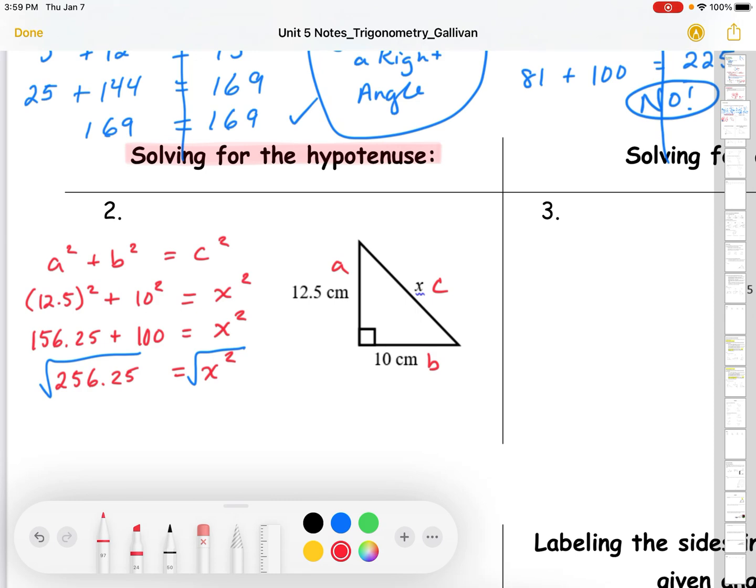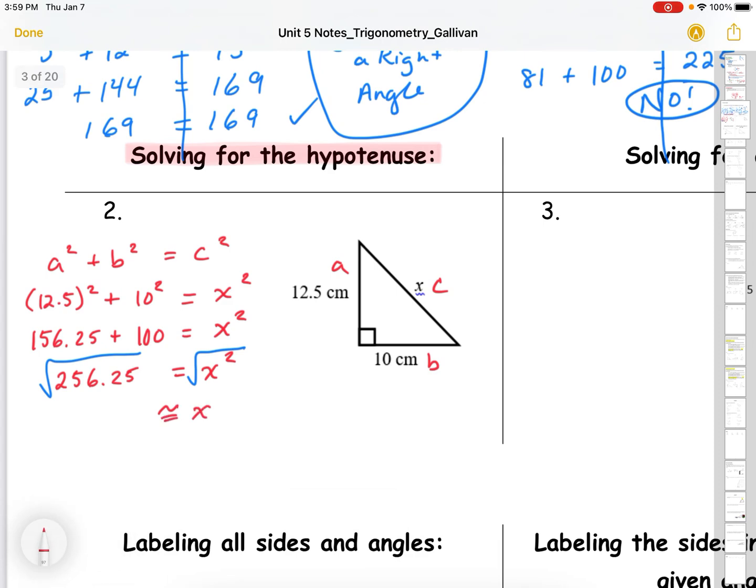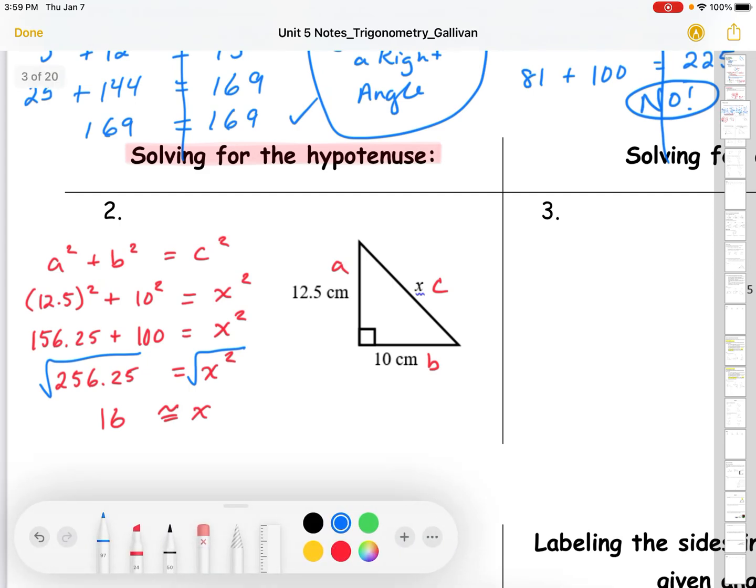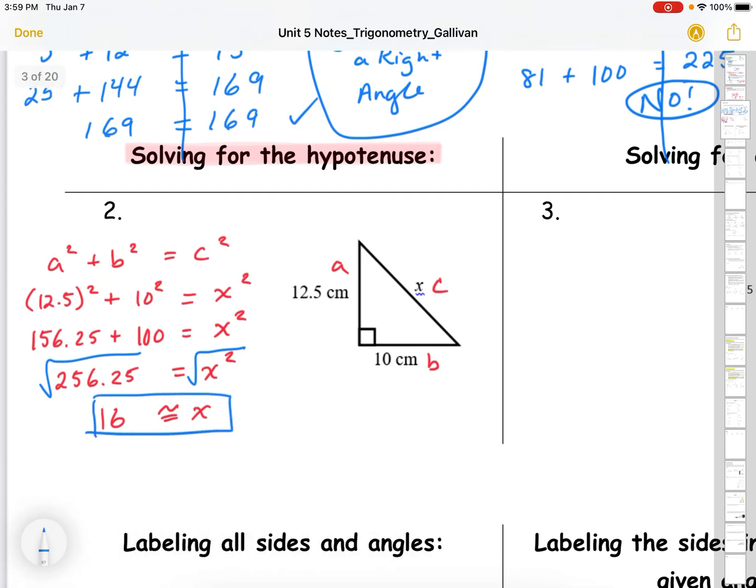256.25 is approximately 16. There might be some decimals there, but it's pretty close. Take the square root of 256.25, it's 16.0078, so that's close enough to 16, okay? So now we've discovered that missing side, and that's our hypotenuse, okay?